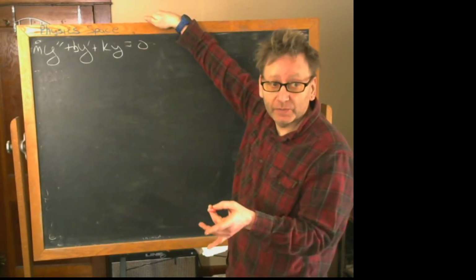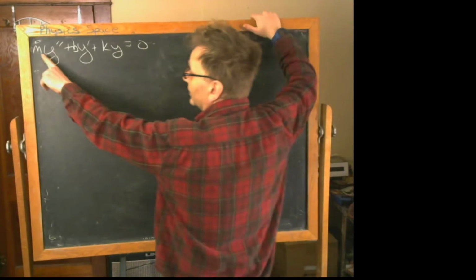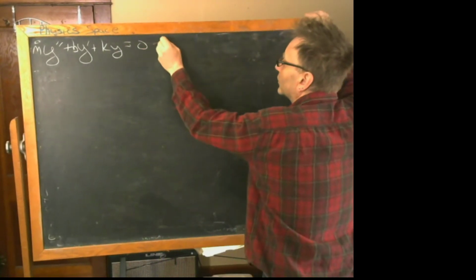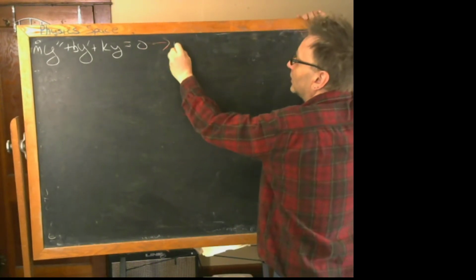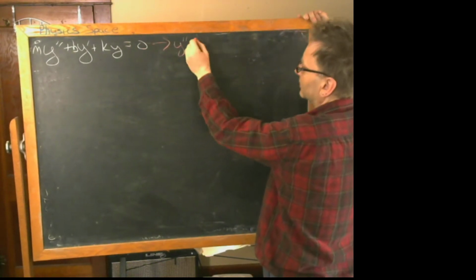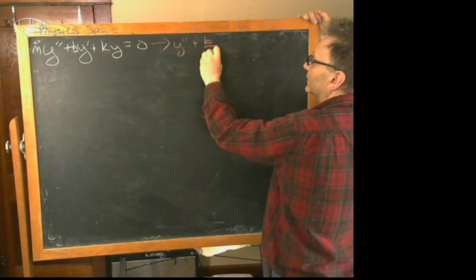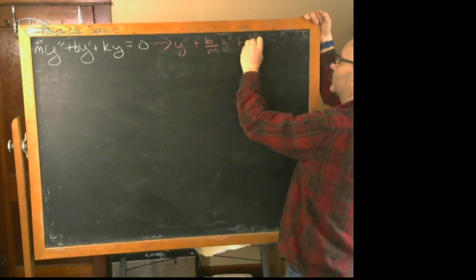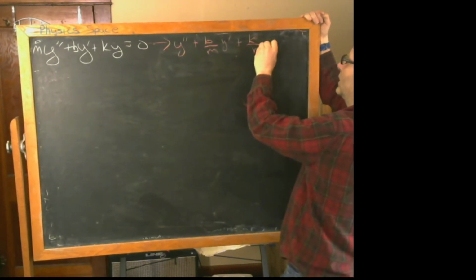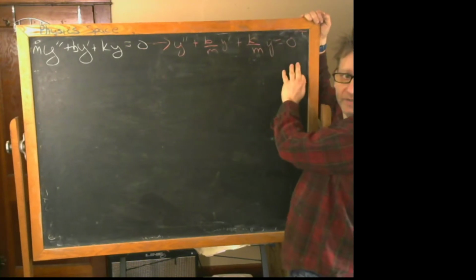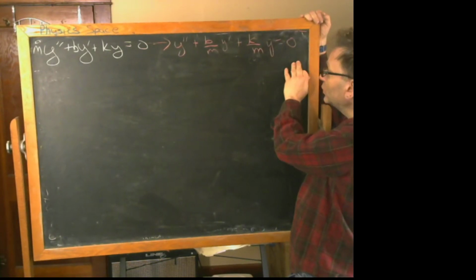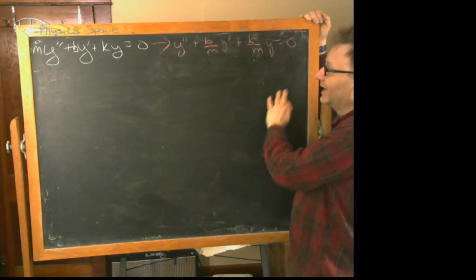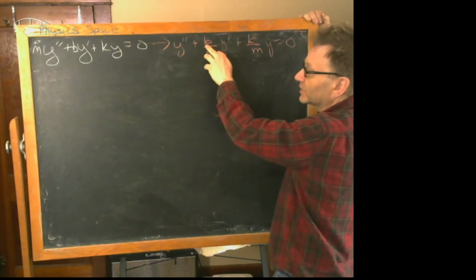One of our techniques that we're going to do often is divide out any leading coefficient so that this transforms into y double prime plus b over m y prime plus k over m y equals 0. But right now we're looking at the homogeneous case. We can very easily add driving forces to this, and we will. Also, the sign here will get absorbed by the constant.